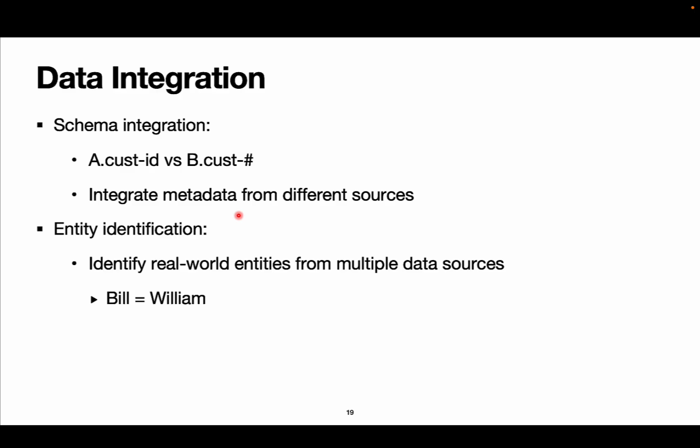Also, on an entity and value level, maybe two values are expressed differently, but they mean the same thing. So here, Bill is the same as William. So when we do the integration and the analysis, whenever we see Bill or William, we need a mechanism to say these two values are the same thing.